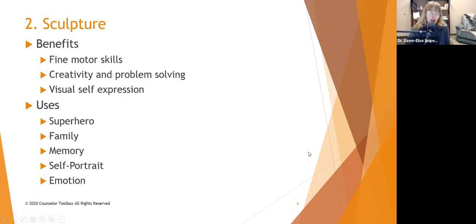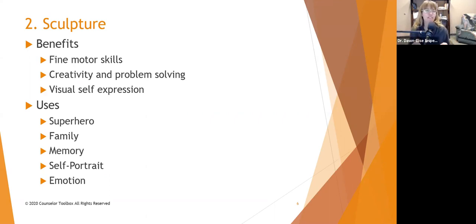Benefits of sculpture: again, fine motor skills. When you're putting things together using paper mache, wadding up papers, you're using your hands, you're using your fingers. It requires creativity and problem solving. Even if you're doing it in a group, you can have people break up into smaller groups, and you can say, all right, here's an idea. I want you to create a sculpture that represents who you want to be, or I want you to create a sculpture that represents what Christmas means to you, or whatever the topic is.